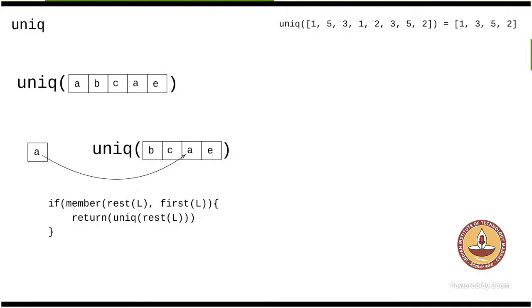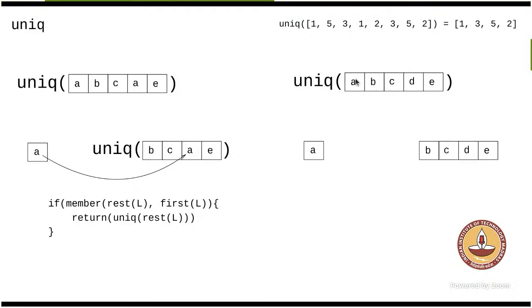Now, what is the other case? First is not there in the rest, right? So consider a case like this: A, B, C, D, E. A is not a part of B, C, D, E, right? So this arrow doesn't mean just this element D, but it means that A is not there in the rest of L. Now, how will the pseudocode for this be?